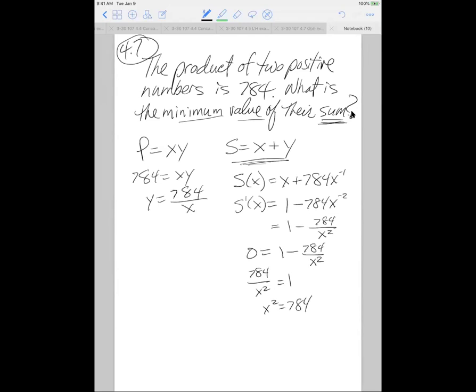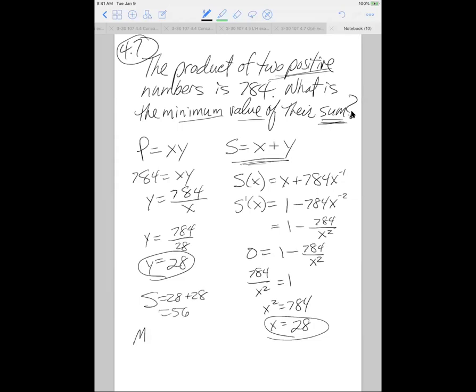A quick check on the calculator gives me that the square root is, mathematically, plus or minus 28. But we're told in the problem that it is two positive numbers. Therefore, positive 28 is the solution. Remember, x equals 28 is not our answer. We need to find the minimum value of the sum. So I plug it back into our equation solving for y, with x now being 28, and that ends up giving us 28 since it is squared. So y equals 28, x equals 28. Therefore, S equals 28 plus 28, which is 56.